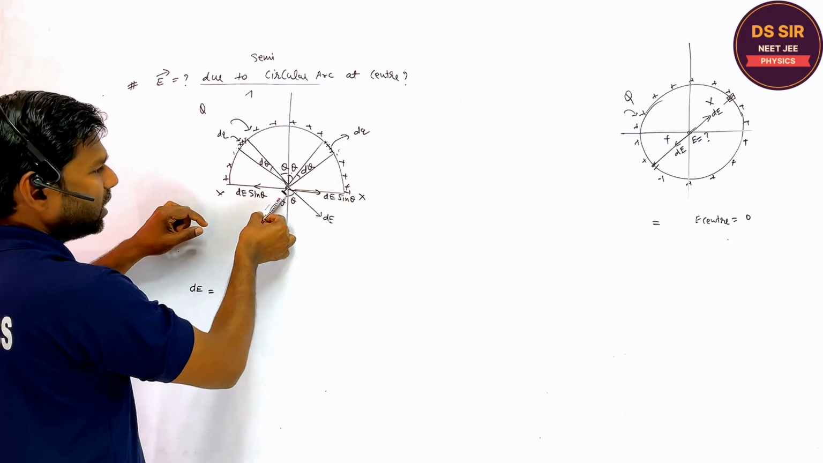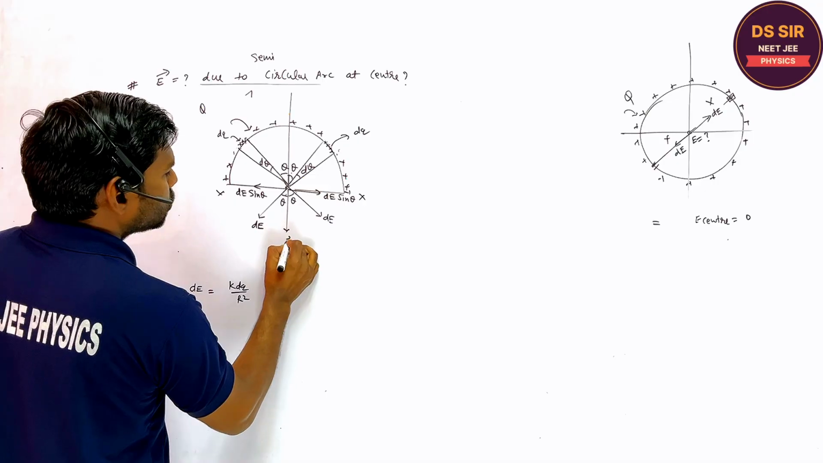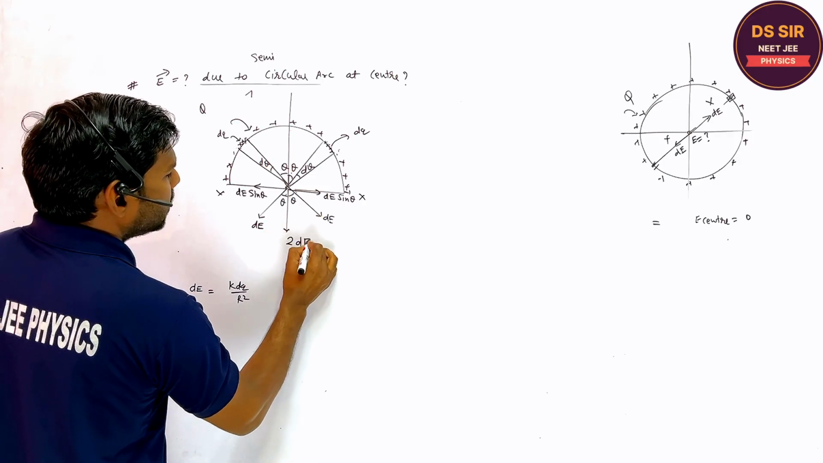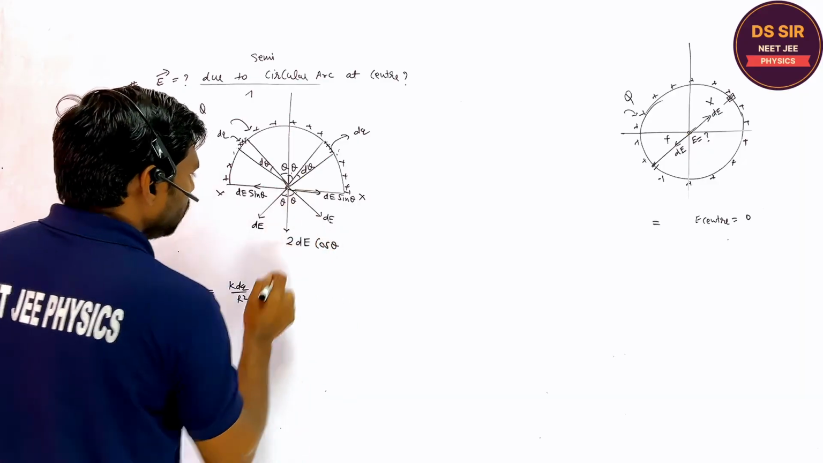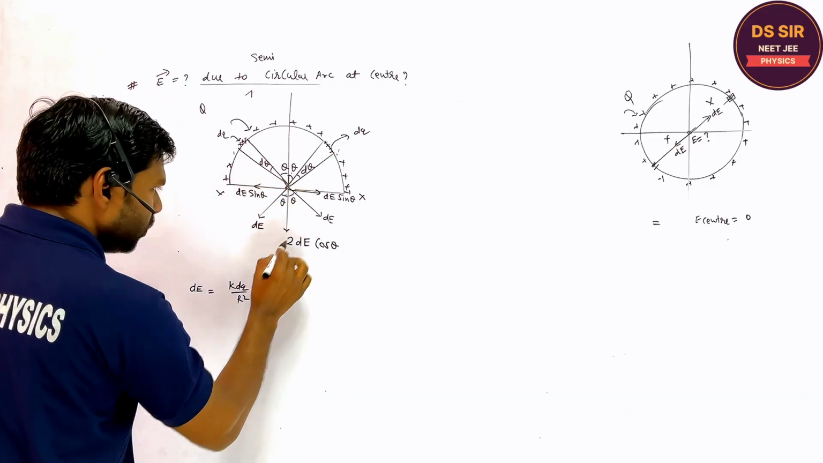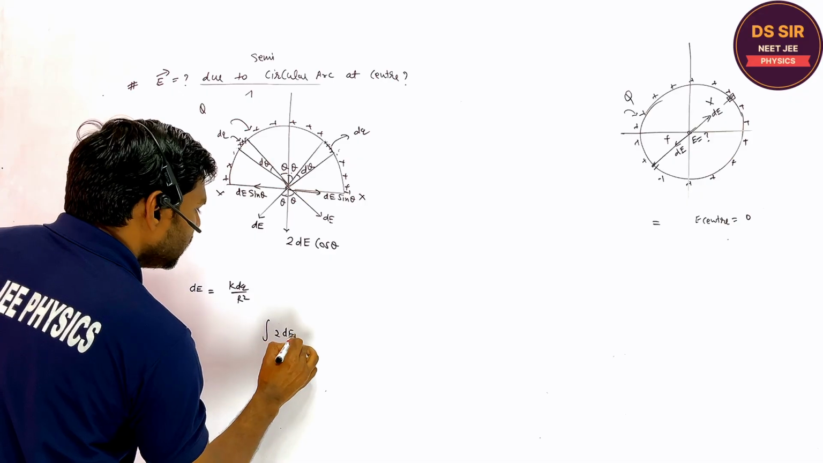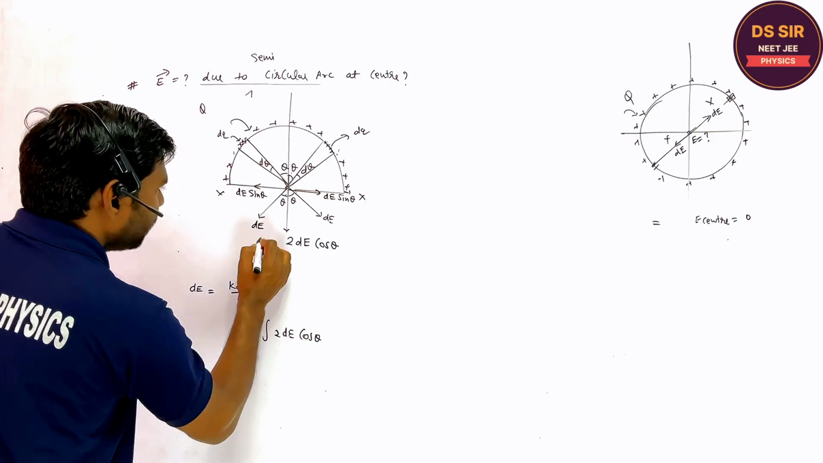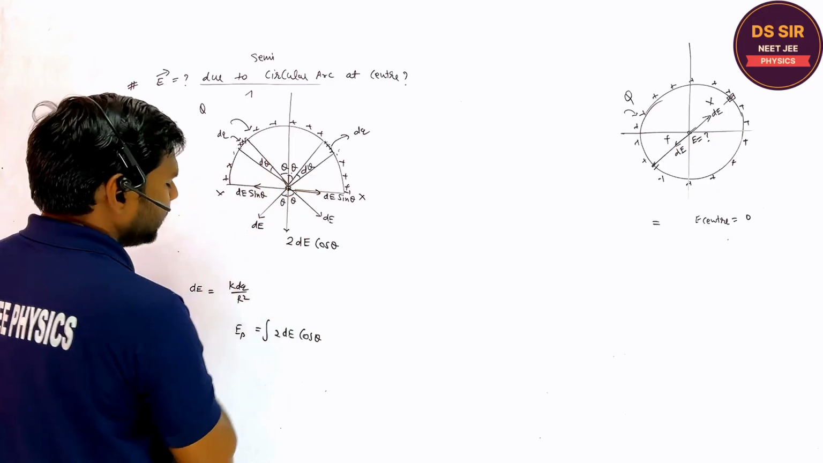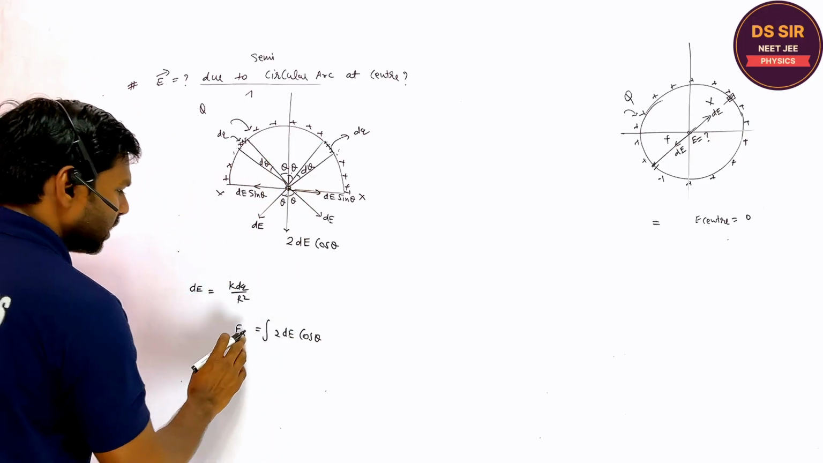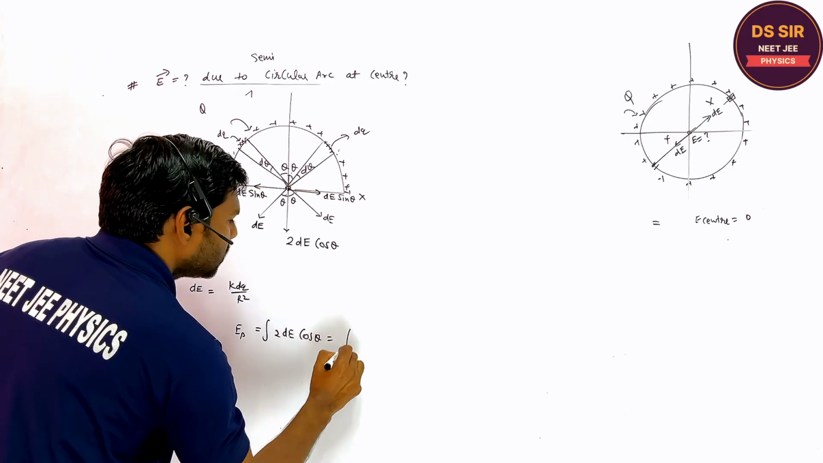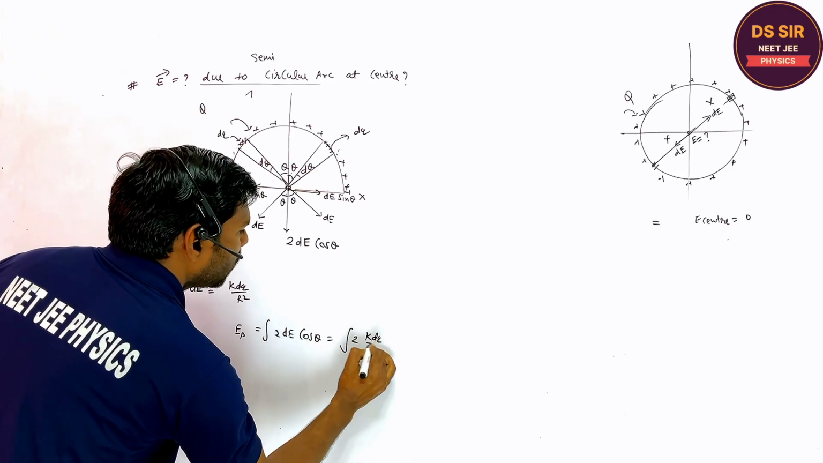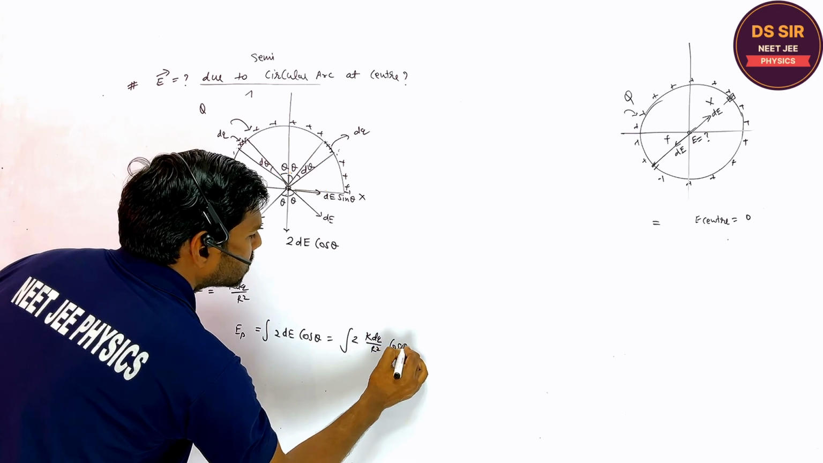So what are the dE cos theta and dE cos theta? So 2 dE cos theta. So if you integrate this 2 dE cos theta, you will get the electric field at this point P. Whether you write it as P or O, whatever you write, this is the net electric field. And what is the dE? dE is nothing but k dq upon r square into cos theta.